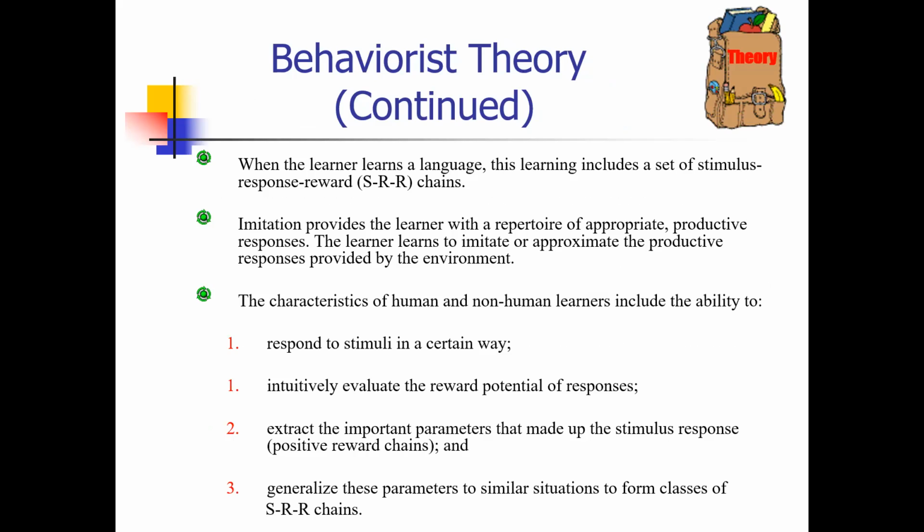Still, when the learner learns a language, this learning includes a set of stimulus-response-reward, or SRR, chains. Imitation provides the learners with a repertoire of appropriate productive responses. The learners learn to imitate or approximate the productive response provided by the environment. And then there is also the characteristic of human and non-human learners, including the ability to first respond to stimuli in a certain way, and then intuitively evaluate the real potential response.